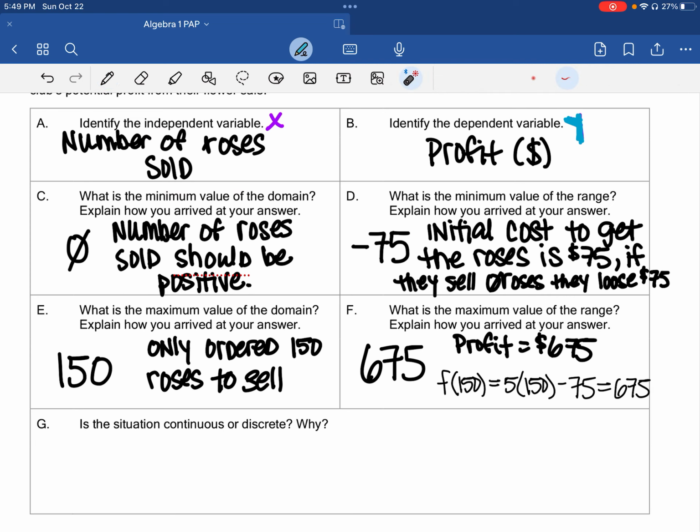Can I sell half of a rose? Can I sell a third of a rose? A fourth of a rose? Who's going to buy that? No, that's not. It would be discrete.